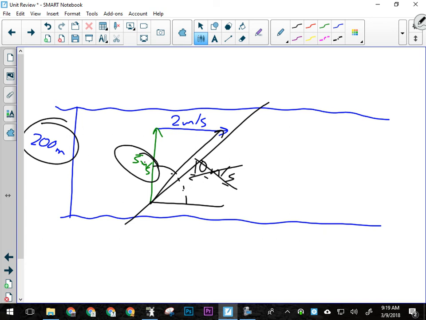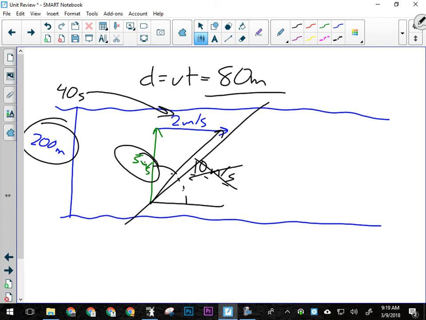Which is going to mean it's going to take me 40 seconds. Did I do that right? I think so. It's going to take me 40 seconds to get across the river. What am I doing the whole time I'm going across? Floating downstream while I go across. So the entire 40 seconds I'm in the stream, I'm moving at 2 meters per second downstream. Right? D equals V times T, so I'm going to end up 80 meters downstream.